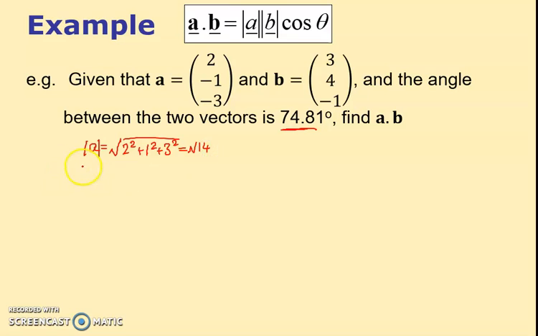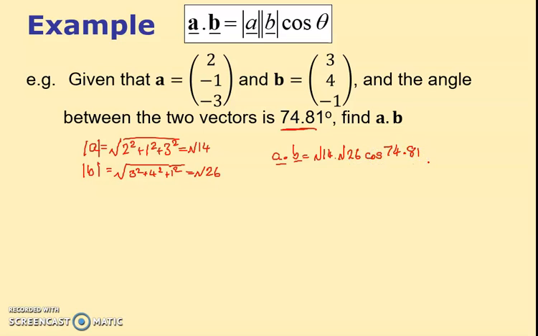And what's the other one? The magnitude of B is the square root of 3 squared plus 4 squared plus 1 squared. Again, ignore the minus. What's that? 9, 10, I think that's 26. Now, on that basis, I can say that A dot B is equal to root 14 times by root 26 cos of this very precise angle, 74.81.